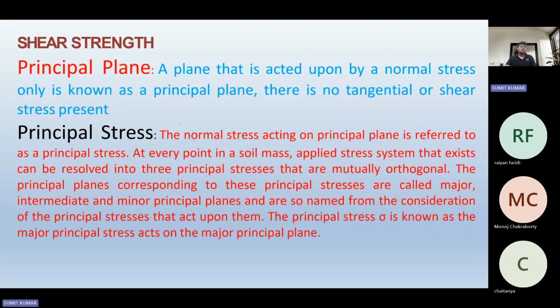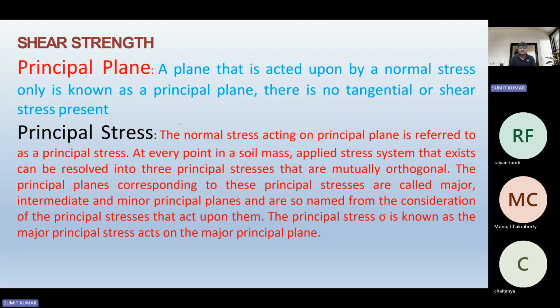Okay, now we move to conclude the session with some more discussion, talking about the principal plane. A plane that is acted upon by normal stress only is known as the principal plane. There is no tangential or shear stress present at that plane. The normal stress acting on the principal plane is referred to as the principal stress.